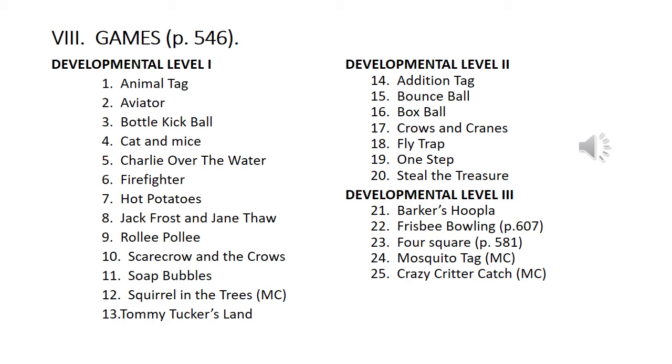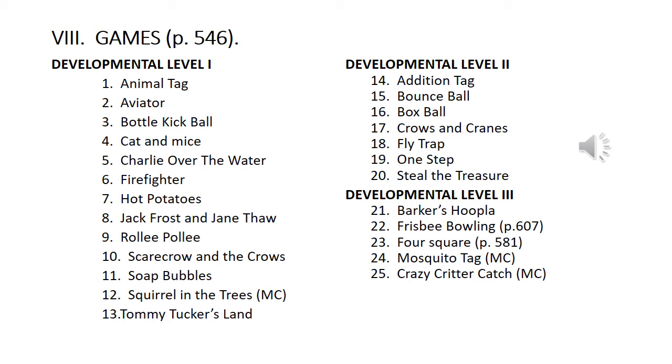Tommy Tucker's Land. Let's see, where is that? Yes, that's on page 560. There is a formation picture that you need to include when you type that activity. Developmental level 2 starts on page 561.